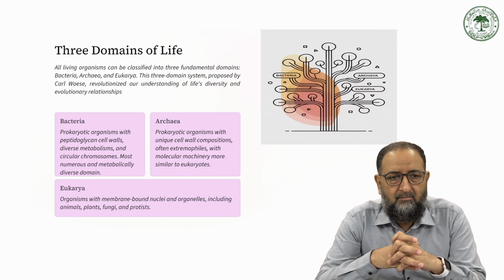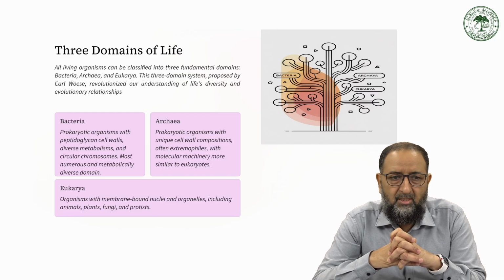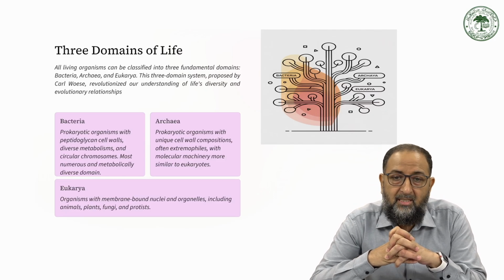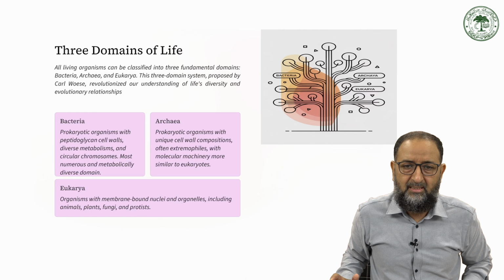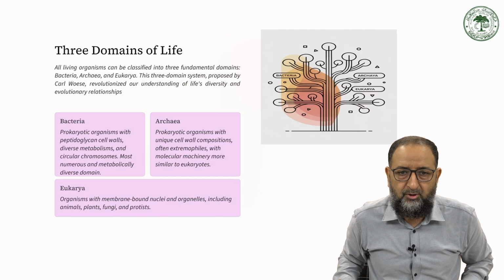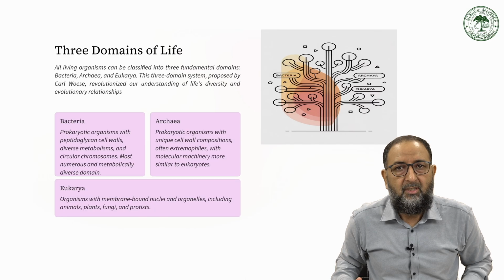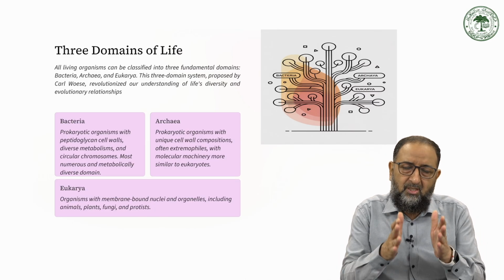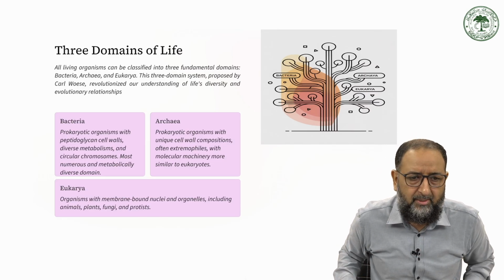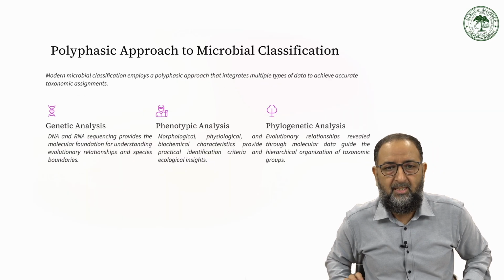Bacteria are prokaryotic organisms with peptidoglycan cell walls, diverse metabolism and circular chromosomes, mostly numerous and metabolically diverse, with biofilm formations. Whereas archaea are prokaryotic organisms, with variation from the bacteria, which are also prokaryotes. They have different cell wall compositions. Often they are extremophiles, as we already discussed in detail in earlier lectures, with molecular machinery more similar to the eukaryote. So this is the border between the prokaryotes, that is the bacteria or eubacteria, and the eukaryote. And eukarya are organisms from unicellular to multicellular, producing membrane-bound organelles.